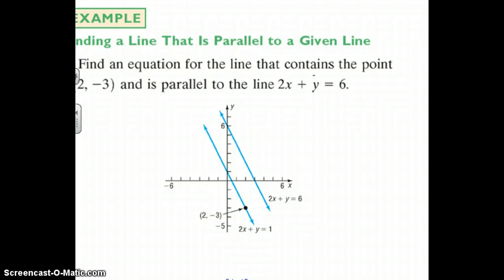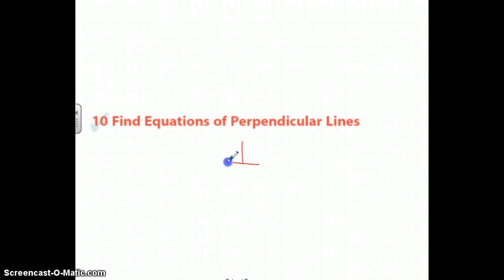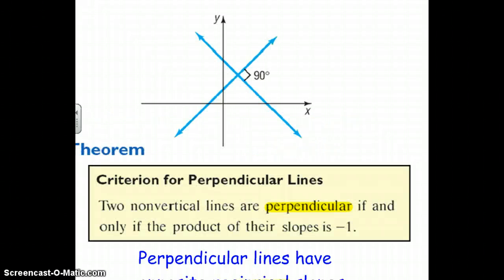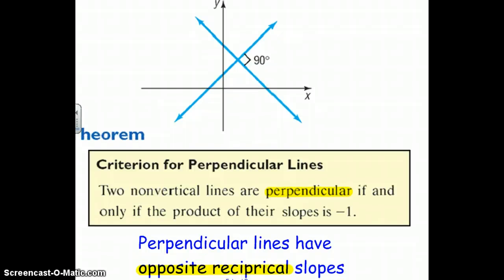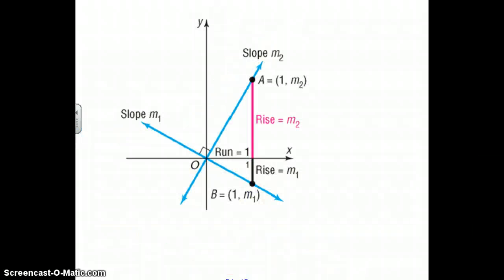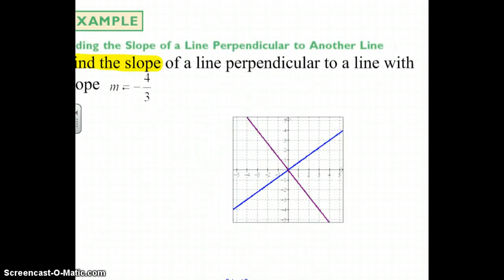In this case, I want to find perpendicular. Remember, perpendicular symbol is like this, and it's the opposite reciprocal for the slope definition. So they always form 90-degree angles. So I would use opposite reciprocals. Notice that when you multiply them together, their product will be negative 1. And you should get a right angle in here as well.